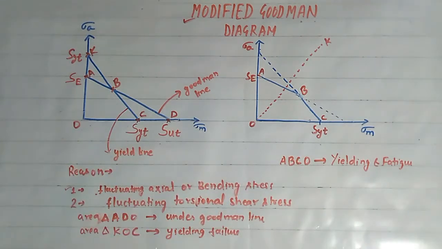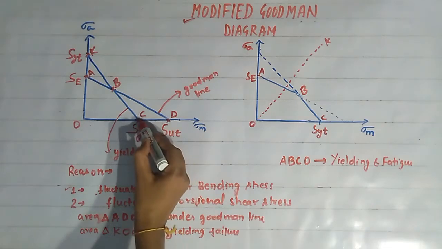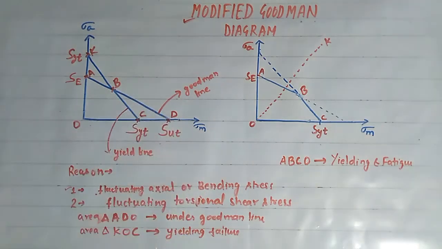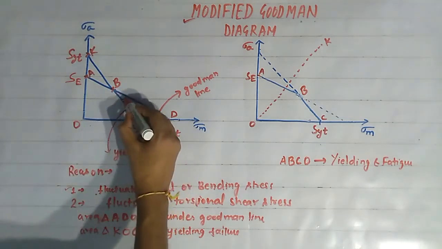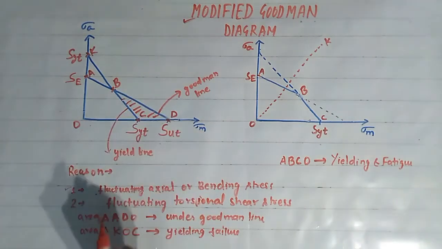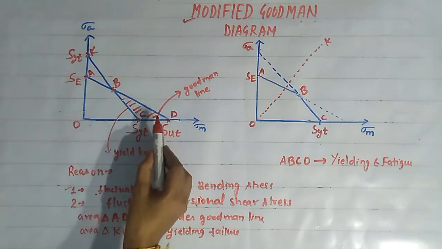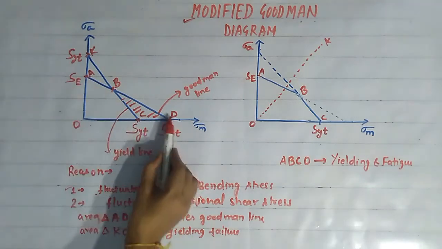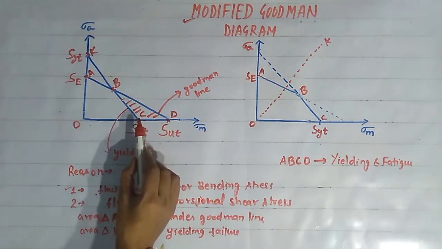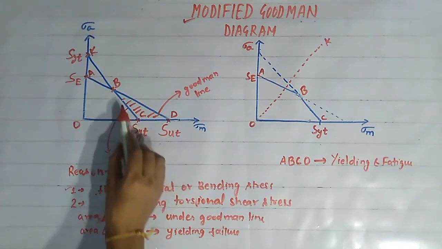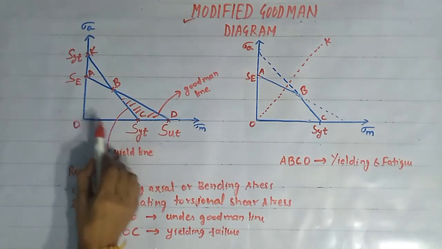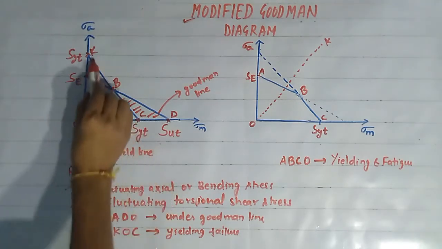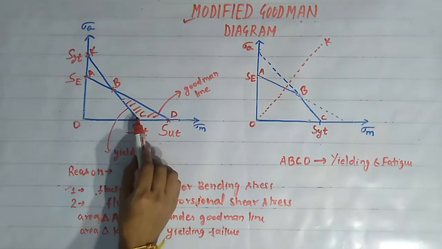Now see the area CBD. Area CBD will fail under yielding and safe under fatigue failure. This area CBD is safe for design under fatigue loading. Why? Because this is lying under Goodman line DA, but it is unsafe for design under yielding. It will fail under yielding. Why? Because it is lying under line CK, which is the yield line, it is lying outside the yield line.